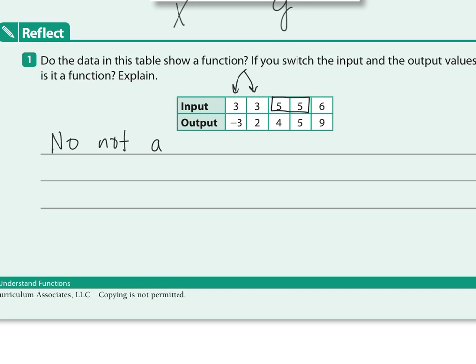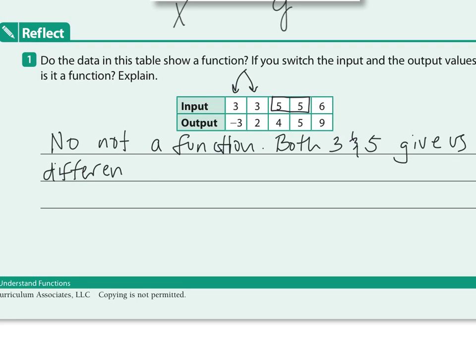Clearly, it's not a function, with very sloppy handwriting. Both 3 and 5 are causing this to not be a function. I'll say 3 and 5 give us different Y values, different outputs. Okay, so not a function.